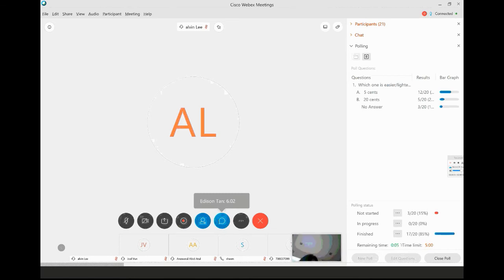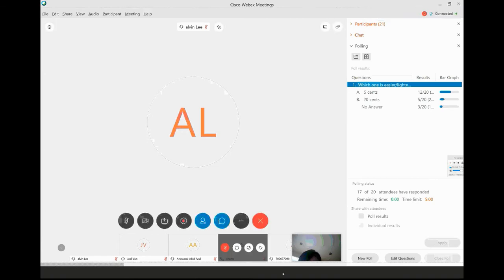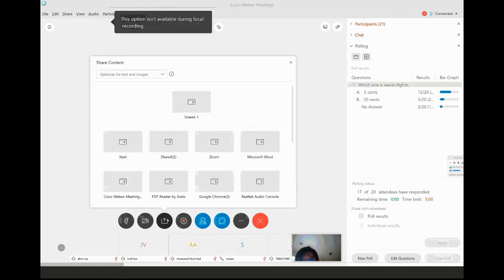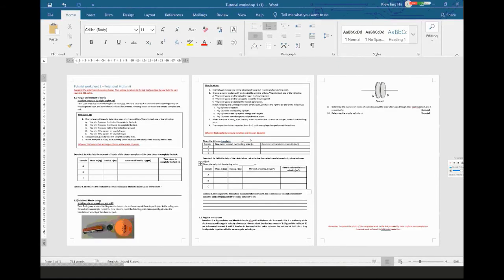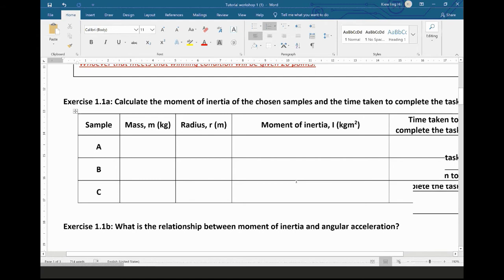So now if you have time, you can try it at home. Even though 20 cents is somehow heavier than your 5 cents, what happens here is because the center of rotation is different, which makes your radius different. So let's refer to the answer just now.